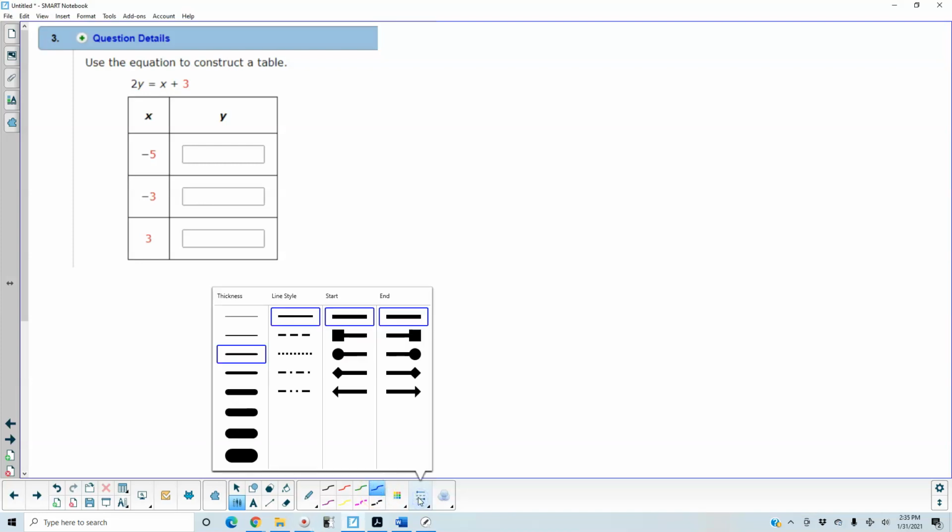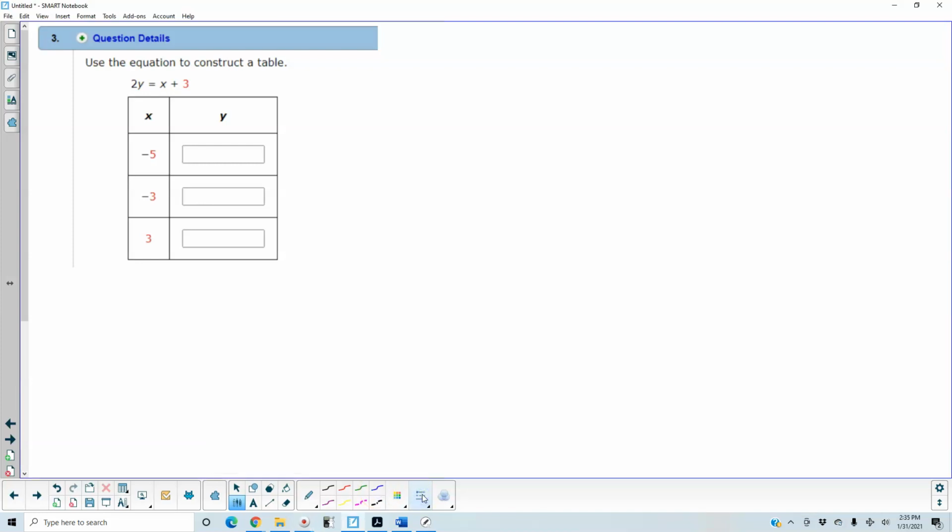Okay, in this question, we're going to use the equation to construct a table with the given x values. So the first x value that's given is -5, and we're going to plug it into the equation, and then we're going to solve for y.